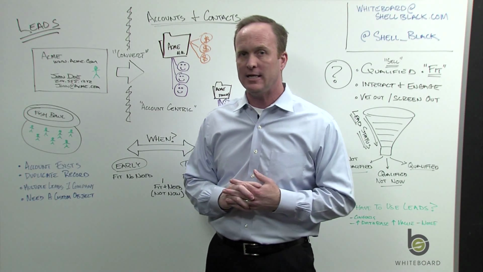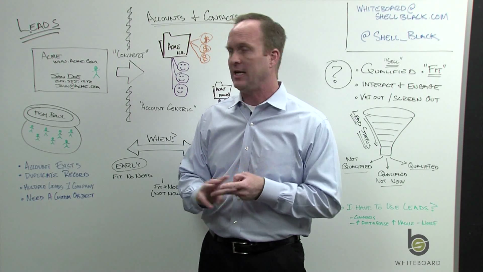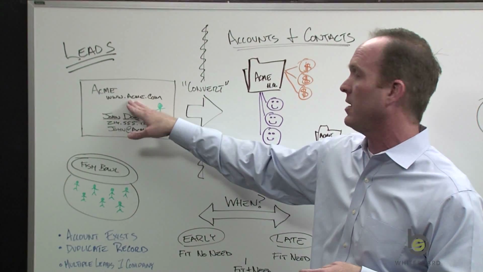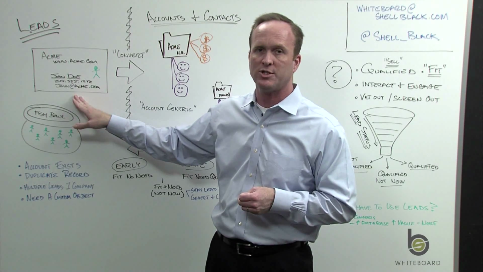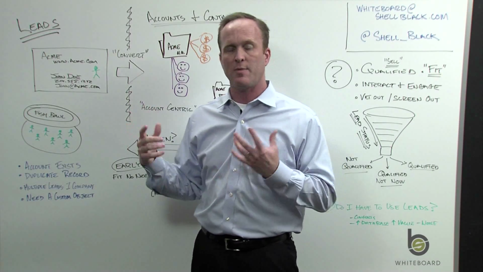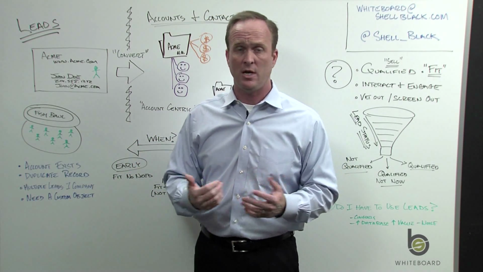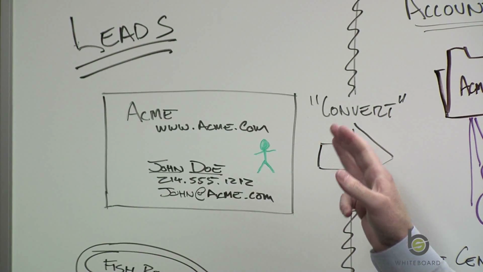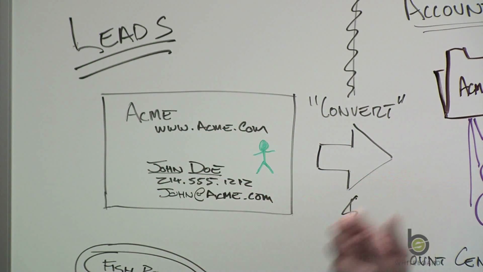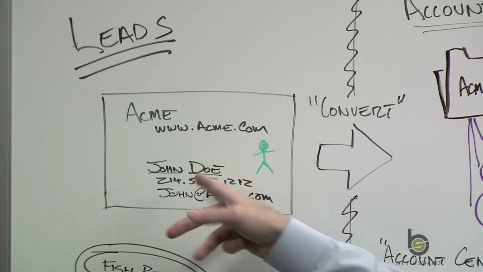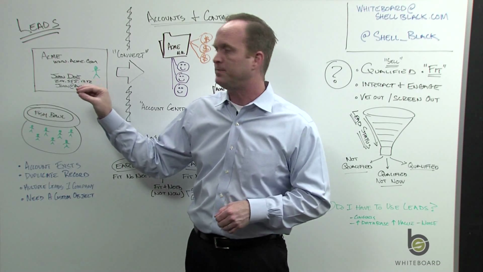So a lead is a record that contains really two bits of information. It contains some information about a company, and it has fields that contain information about a person. So think of it as a business card. A lot of people use this analogy, and I think it's very appropriate. When you get a business card at a meeting or a trade show, you have information about the company. Acme is our company and their website, and you have information about that person, John Doe, maybe their cell phone, maybe their email, information about that person.